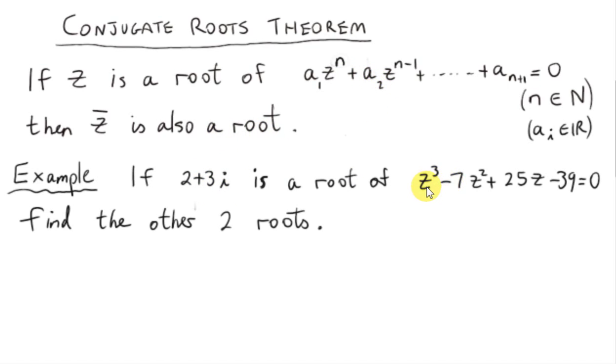Let's look at an example. Now in this example, the polynomial equation is a cubic equation. So the degree of this equation is 3. The highest power is 3. So n would be 3 if we want to compare it to the general polynomial equation. Now we know that 2 plus 3i is a root of this equation, and we want to find the other two roots. Because the equation has degree 3, it means that there are at most 3 distinct roots or solutions of this equation. So we're given one of them and we have to find the other two.